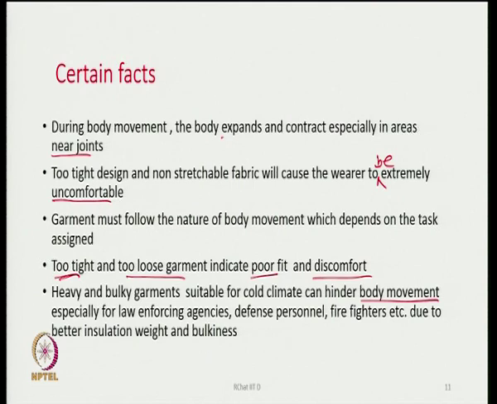So, these points you have to keep in mind, that depending upon the profession of the person and the kind of activity in which the person is going to be engaged in that profession, these things we have to keep in mind while thinking of designing a uniform or a garment for such people.